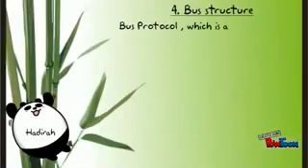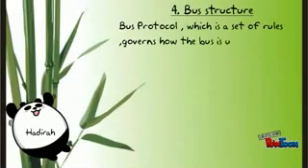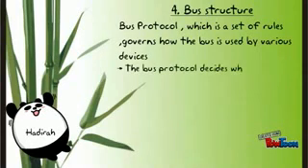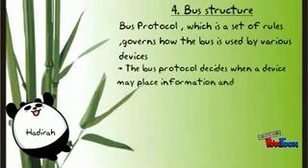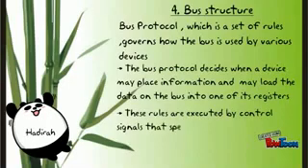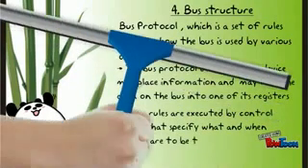Bus protocol, which is a set of rules, governs how the bus is used by various devices. The bus protocol decides when a device may place information on the bus and may load the data on the bus into one of its registers. These rules are implemented by control signals that specify what and when actions are to be taken.